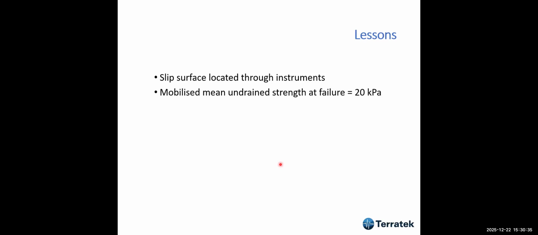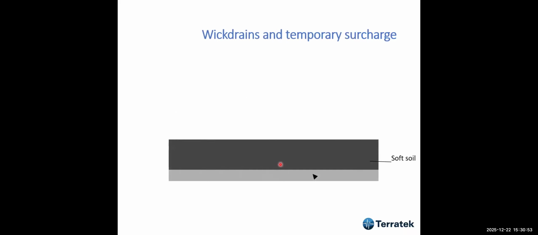successful experiment. The lesson we obtained through the experiment was that the embankment failed when it was about 8 meters high. So the slip surface could be very well located through the instruments. The mobilized mean undrained strength at failure was 20 kPa, okay? So very close to the mean value of the vane shear testing. It provided key information for the dam design.